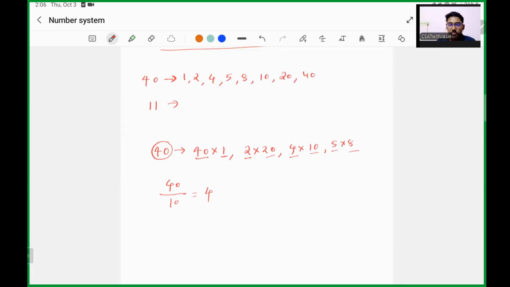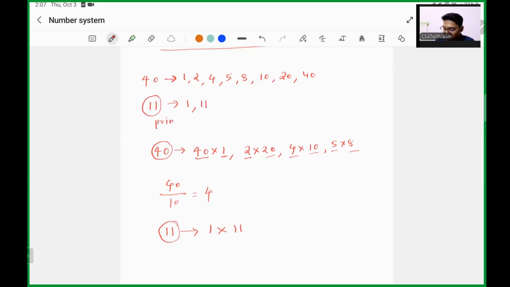Now, the same way, what are the factors of 11? Yes, 11 I can only write as 1 into 11. In no other way can I write 11 as the multiple of two numbers. So for 11, you have only 1 and 11 as factors. So here 11 is a prime number.